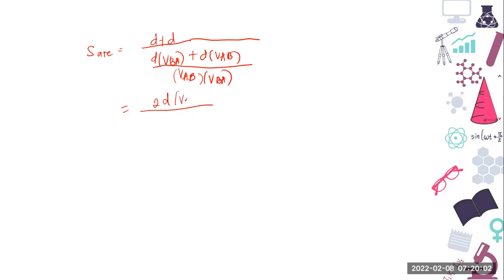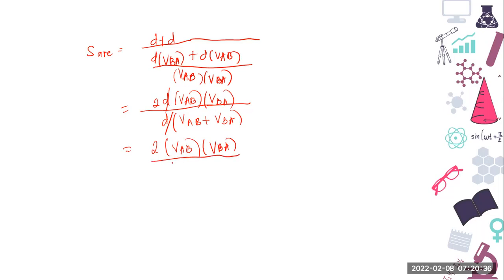That is VAB times VBA all over D times VAB plus VBA. Therefore, we can cancel D. So this is 2 VAB VBA all over VAB plus VBA.